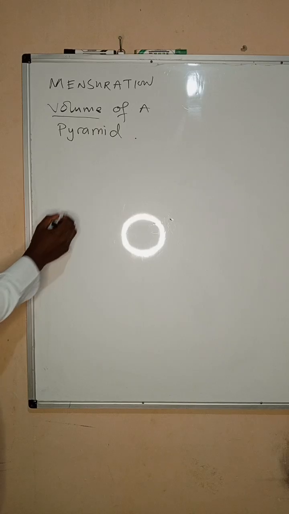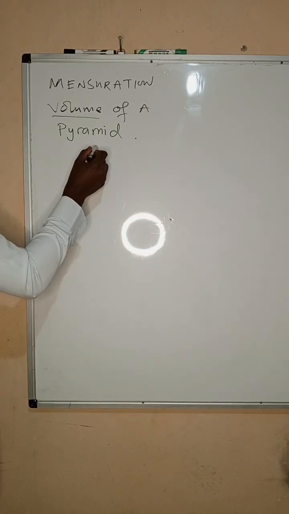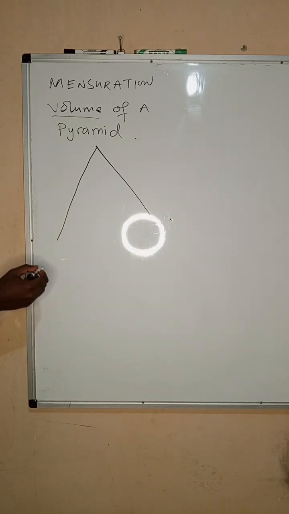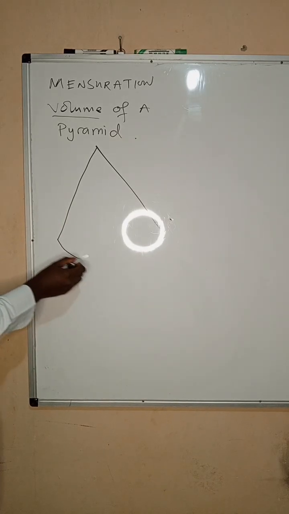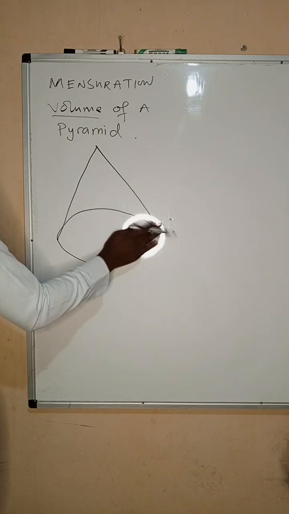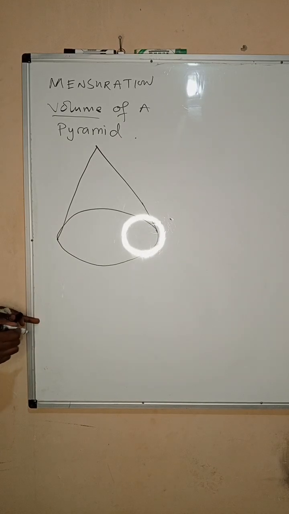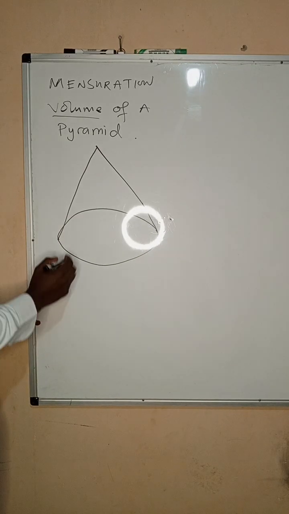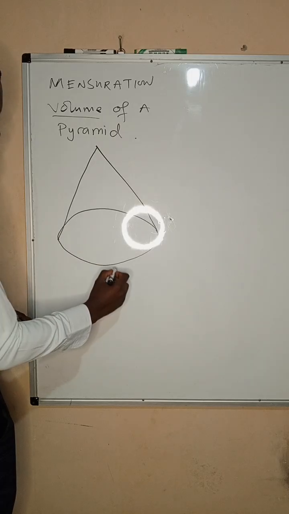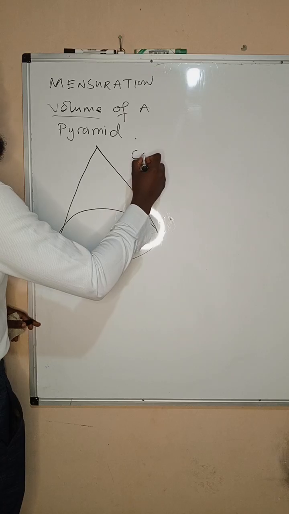A pyramid, how does it look like? A pyramid looks like this. This is the way a pyramid looks like. I think you have seen pyramids. They look something like this. Other pyramids have got a circular base. Okay? This is a pyramid with a circular base, meaning this base down here is a circle. So what type of pyramid is this? A cone.